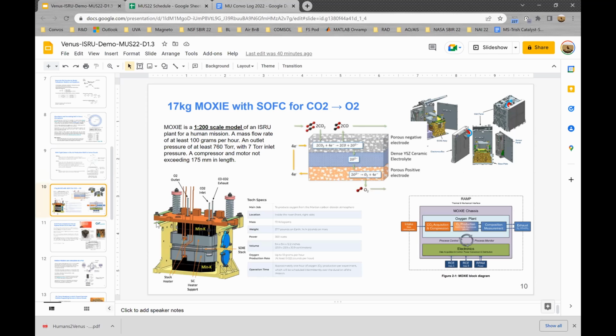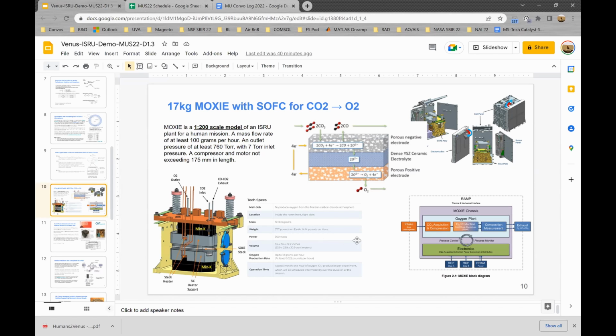And we're thinking that it's similar to MOXIE, and we think that there are a lot of similarities in the design of the solid oxide fuel cell. And so here's a slide on how MOXIE is designed and developed in the subsystems and the chemical reactions here.